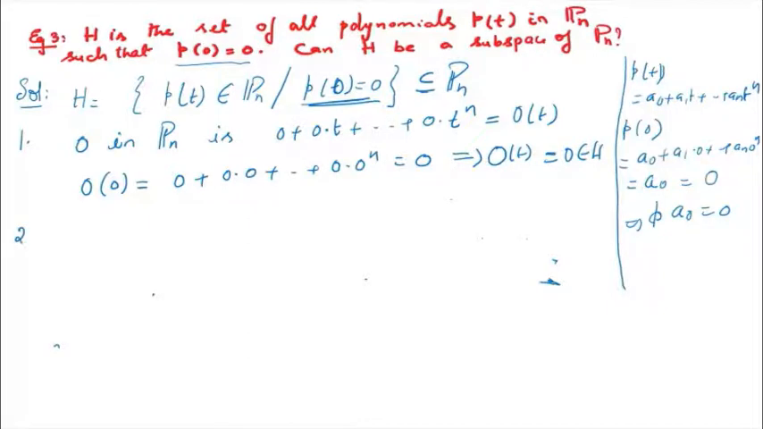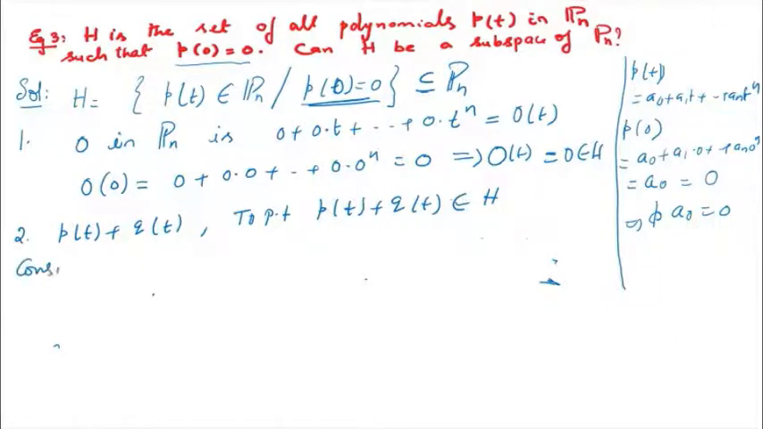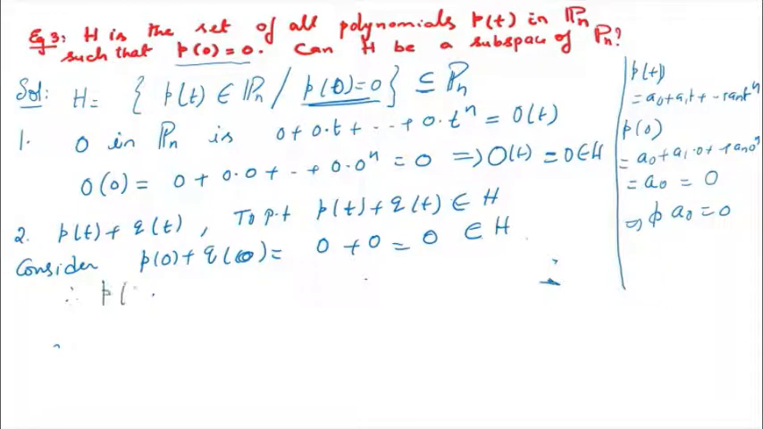The second one, sum of two polynomials. I will take P of t plus Q of t. I have to prove that P of t plus Q of t belongs to H. Now when will this be in H? If you put t equal to 0 in this, that should give you the value 0. So consider P of 0 plus Q of 0. We know P of 0 is 0 and Q of 0 is 0, so the sum will be 0, so it is in H. That is the second condition. Therefore, P of t plus Q of t belongs to H.